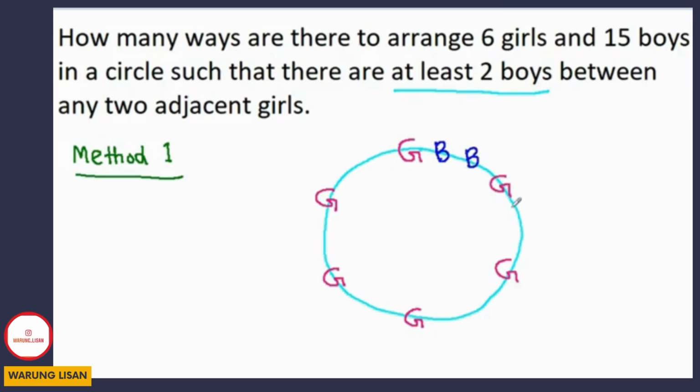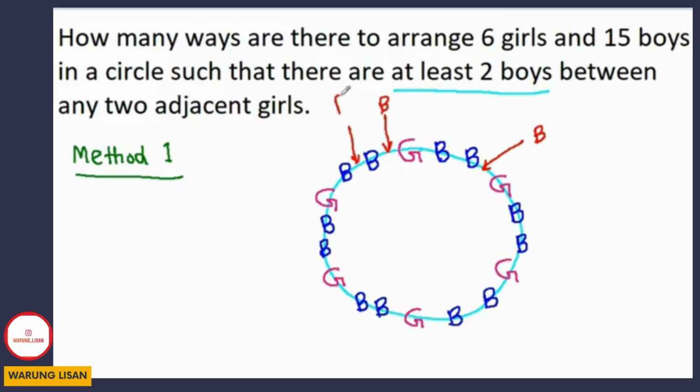1, 2, 1, 2, 1, 2, 1, 2, 1 and 2, 1 and 2. Now the condition is satisfied and we have arranged total 12 boys. So we have 3 boys left. So we can arrange those 3 boys anywhere in the circle. 1, 2, 3. We can arrange it anywhere in the circle.